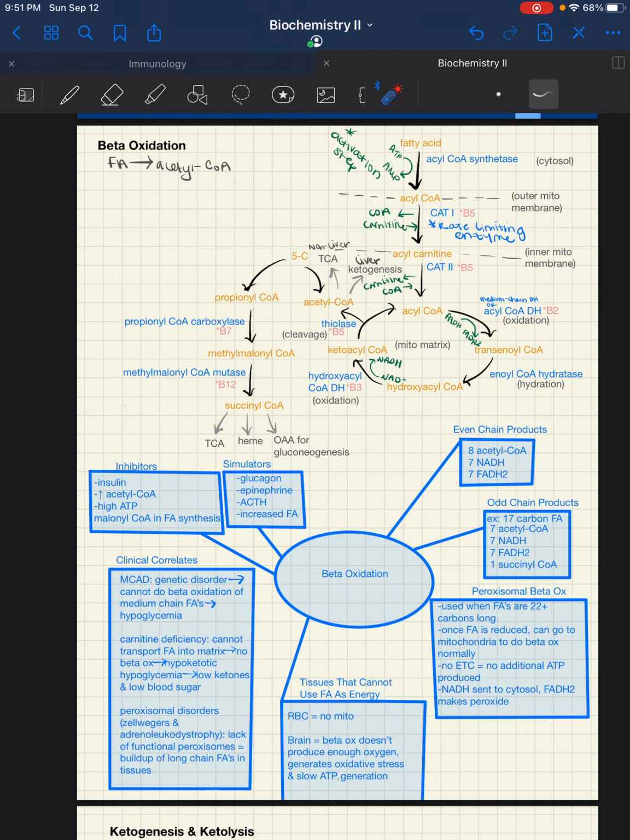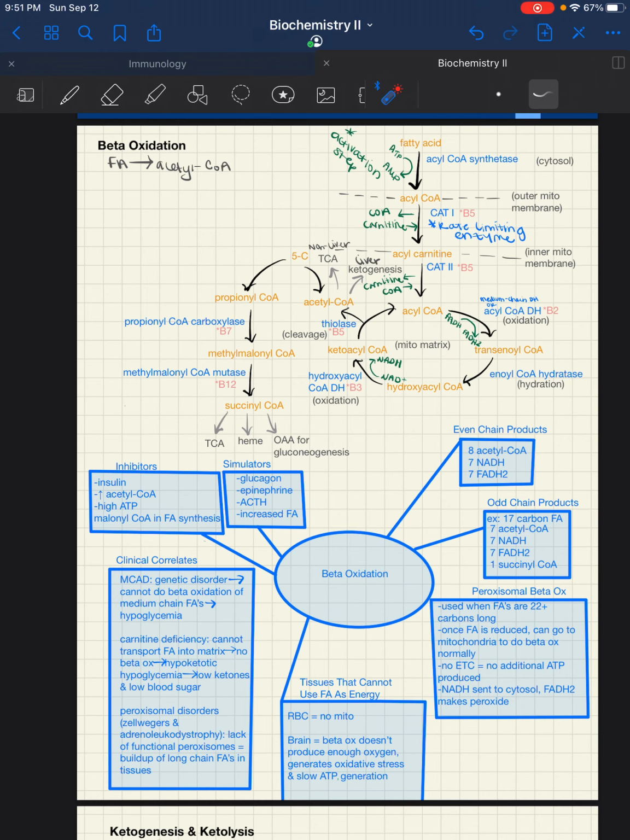Essentially, we go through the process 7 times, but there's going to be 2 acetyl-CoAs left over. So I know it's confusing, but you go through this process 7 times. So you get 7 FADH2s, 7 NADHs, and 8 2-carbon acyl-CoAs. Hopefully that didn't confuse anybody.